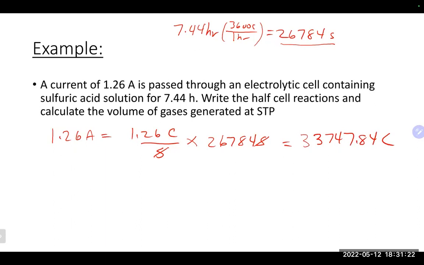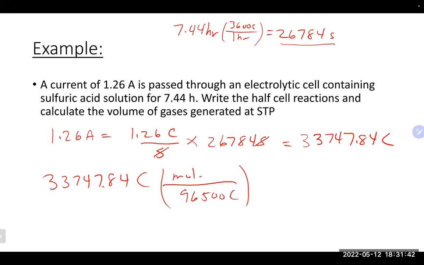At this point, this is where we're going to use Faraday's constant to get us into moles of electrons, so we could then use our half reactions for each of them. So we're going to take that number, 33,747.84 coulombs, and divide by Faraday's constant, 96,500 coulombs per mole of electron. And if we do that, looks like 0.350, we'll call it, moles of electron.